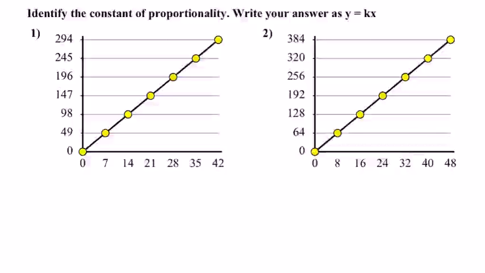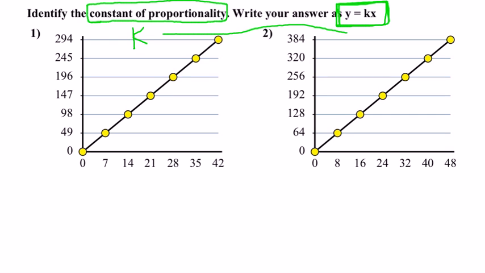So, identify the constant of proportionality. Write our answer as y equals kx. So here is that lovely equation we just talked about last time. Y is equal to kx, of course, k being our constant of proportionality. So, in other words, identify your k value. Once you've identified that, go ahead and plug that into this equation over here.